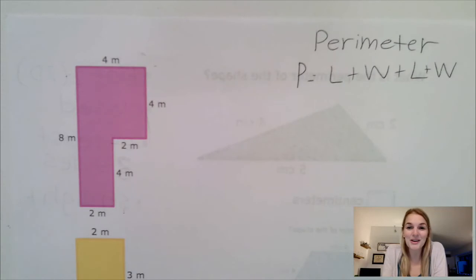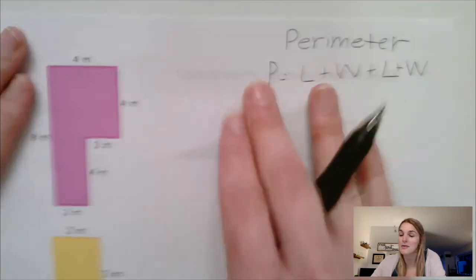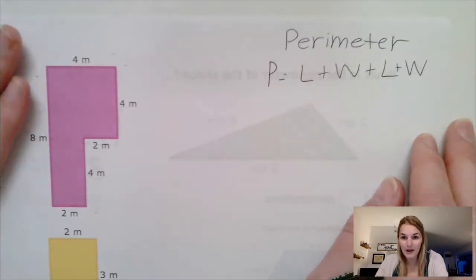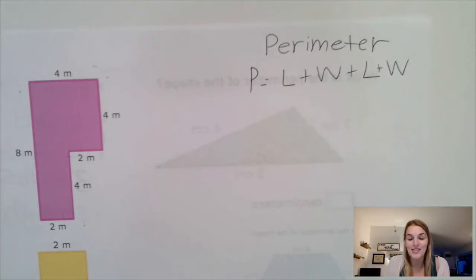Good morning, third graders. Today we are going to continue our study of perimeter. So, as we practiced yesterday, the formula for perimeter is length plus width plus length plus width. But really, all you have to do is add all the sides together. Remember, because of the commutative property, it doesn't matter what order you add them up or solve them, as long as they all get added up together.